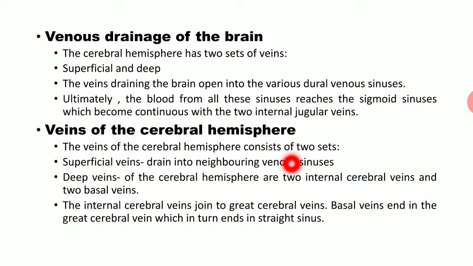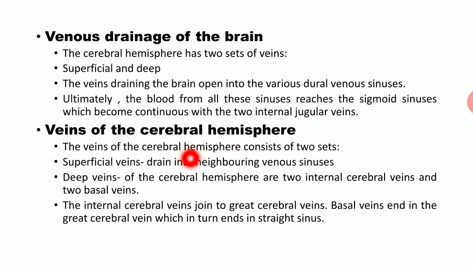Now venous drainage of the brain. The cerebral hemisphere has two sets of veins, superficial and deep. Veins draining the brain open into the various dural venous sinuses, and ultimately blood from all these sinuses reaches the sigmoid sinus, which becomes continuous with the two internal jugular veins.